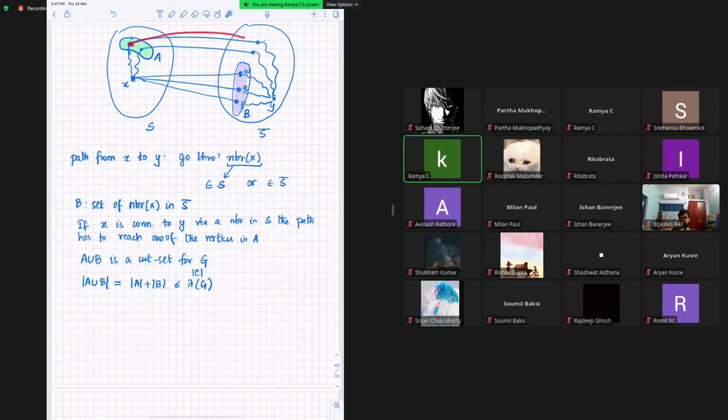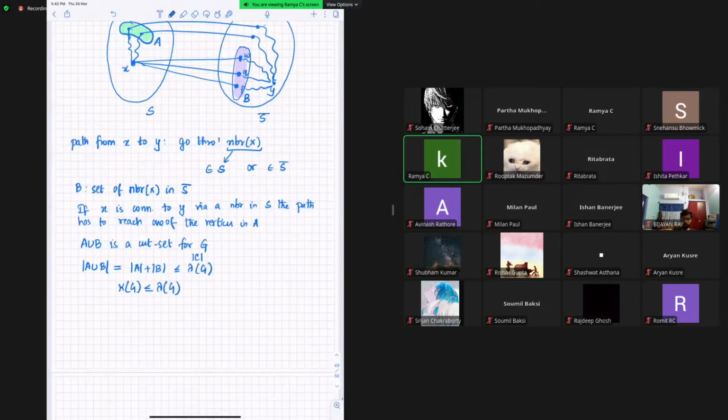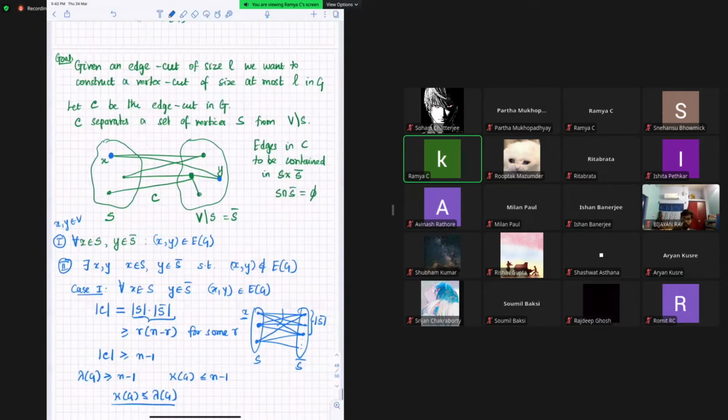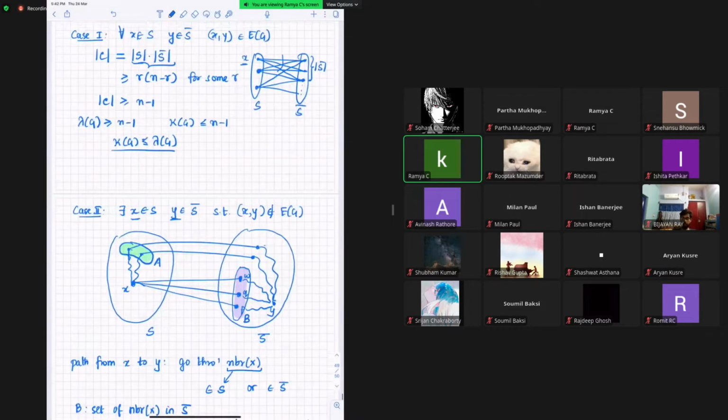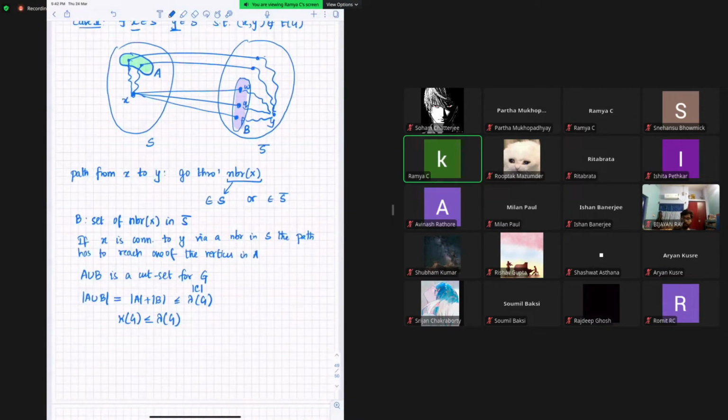Right. So either these things take you outside, or these things bring you inside, and there are only so many edges in the cut that we started with. So this means that you have constructed a vertex cut that has size at most the edge cut. So kappa of G is at most lambda of G. So this inequality is true. If there are any questions about this proof, so this means that the vertex connectivity is at most the edge connectivity.